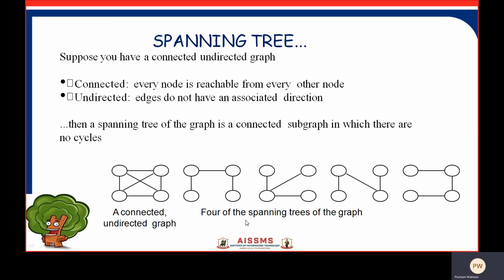See this example of a connected undirected graph. This is the connected undirected graph, meaning edges do not have an associated direction. And these are four spanning trees of this connected undirected graph. If you see in these four spanning trees of the graph, there are no cycles. Here is also no cycle. Here is also no cycle. Here is also no cycle, and here is also no cycle. But there are a total of four vertices, meaning four nodes. If you miss any one node, then it will not be a spanning tree.